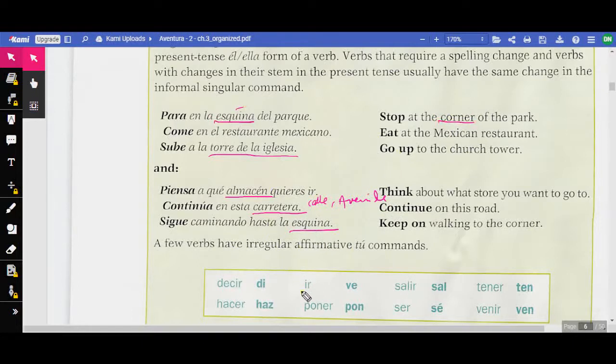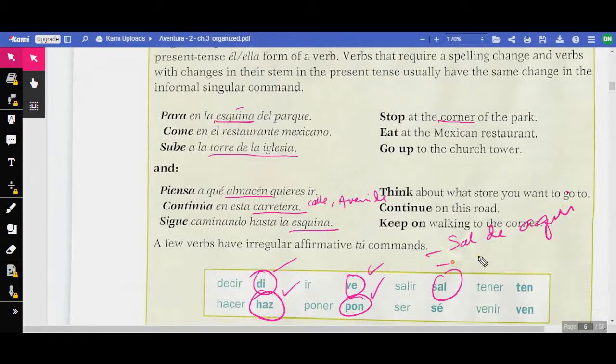So main words for vocabulary for commands: di, which is say; haz, which is to make. So haz un sandwich. Ve, which is go. Pon, which is to put. Sal, which is to go out. Sal de aquí, go out of here. Sal de aquí is get out of here. But also, vete, vete is just go away.